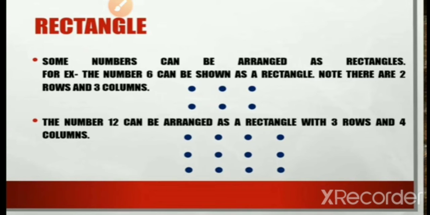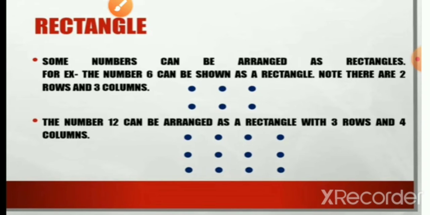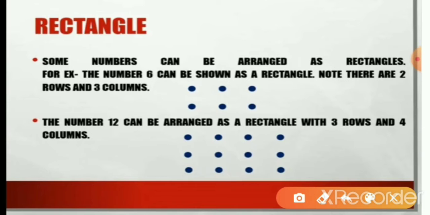Now let us talk about the rectangular shape. Some numbers can be arranged as rectangles. For example, the number 6 can be shown as a rectangle. Note there are 2 rows and 3 columns. You can see here these are 1, 2, 3, 4, 5, 6. 6 dots are there. Using these 6 dots we can form a rectangle like this.